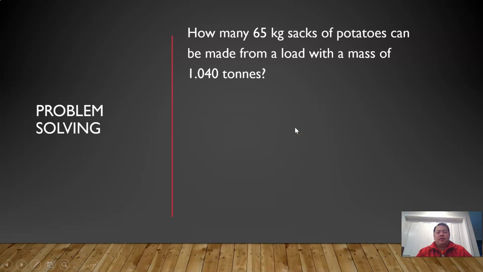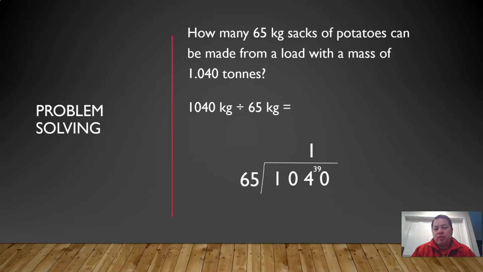Okay, next question. How many 65 kg sacks of potatoes can be made from a load with a mass of 1.04 tons? We want to find out how many 65 kg are there in 1.04 tons. So it's just converting 1.04 tons into kg. So you get 1040 kg divided by 65. Using short division, you can have 16 of them. Okay, 16 bags of potatoes, each weighing 65 kg, from this 1.04 tons.